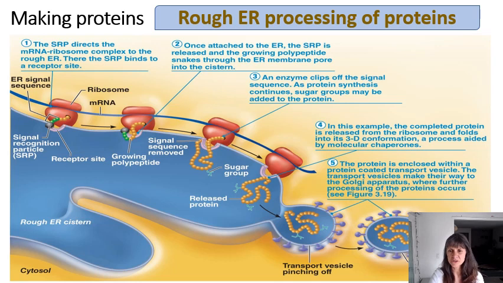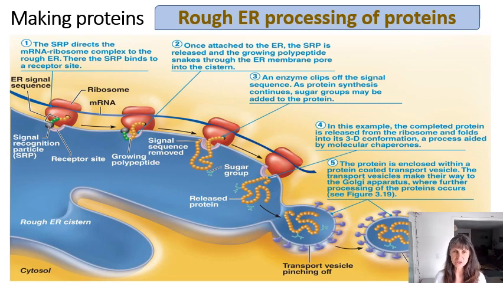When proteins are produced within the rough endoplasmic reticulum, what happens initially is there is a special particle called the signal recognition particle that, along with an endoplasmic reticulum signal sequence, will bind to the messenger RNA ribosome complex. They'll bind to that complex, and then the signal recognition particle will help that complex bind to a receptor site on the rough endoplasmic reticulum.